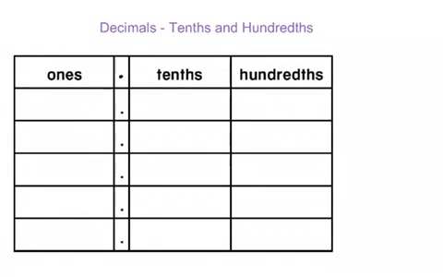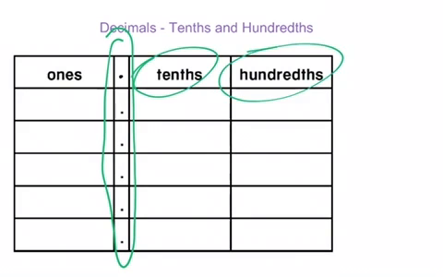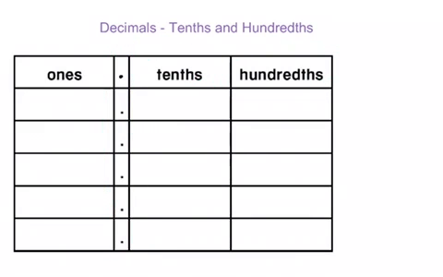Yesterday we began learning about decimals in terms of tenths and hundredths. In our notebooks yesterday we made a place value chart similar to the one below, which had ones on the left, the decimal right here, and then to the right we had tenths and then hundredths. And yesterday we also looked at this in terms of base 10 blocks.